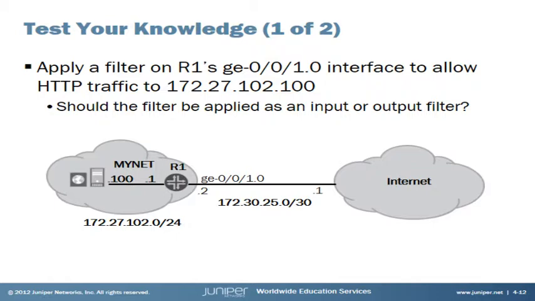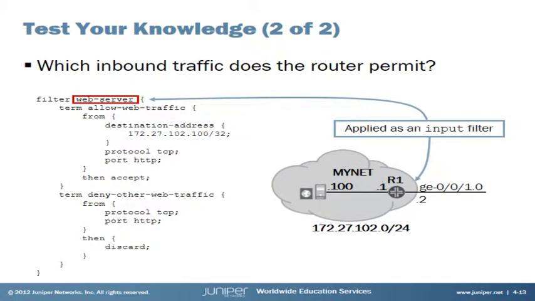Okay, so we've got the server over here, .100. We're putting the filter on ge-0/0/1, which is over here, the one that's attached to the internet. We are going to allow traffic. Is that an input or an output filter? That's an input filter, yeah. It is an input filter. The traffic is going into the interface.